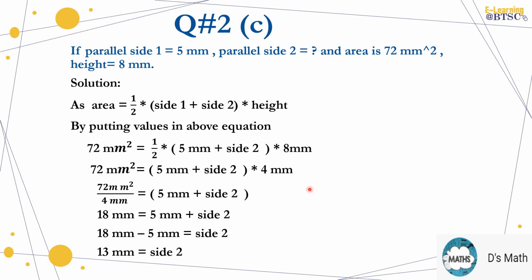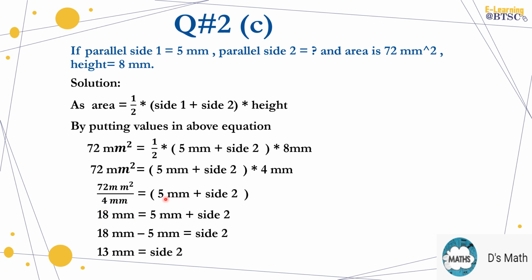Yes, we can. So after dividing 8 over 2, we have the answer 4 millimeter. So in the next step, what will I do? I want the value inside the bracket. So first I will shift all the values around the bracket on the other side. 4 millimeter is multiplying over here. When it will be shifted, it will be divided. Now I will divide 72 millimeter square with 4 millimeter.